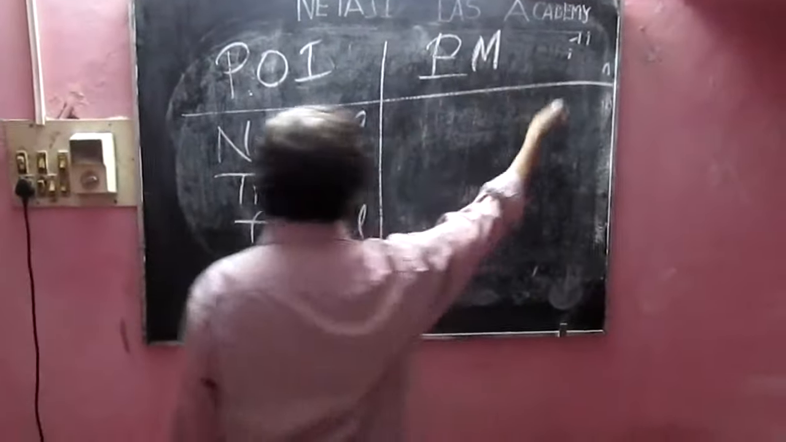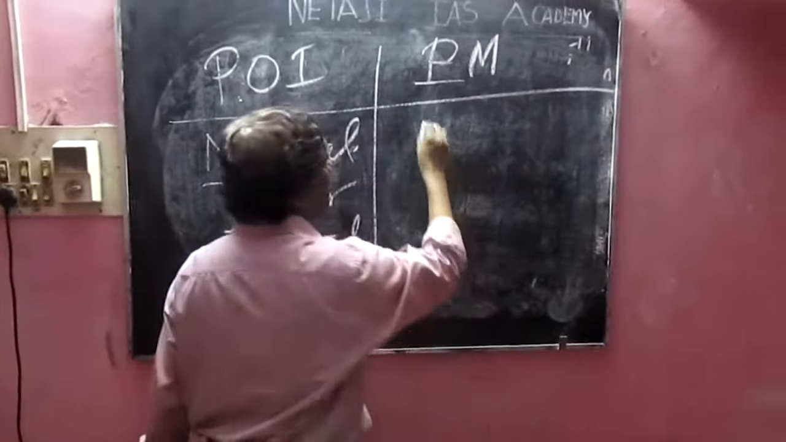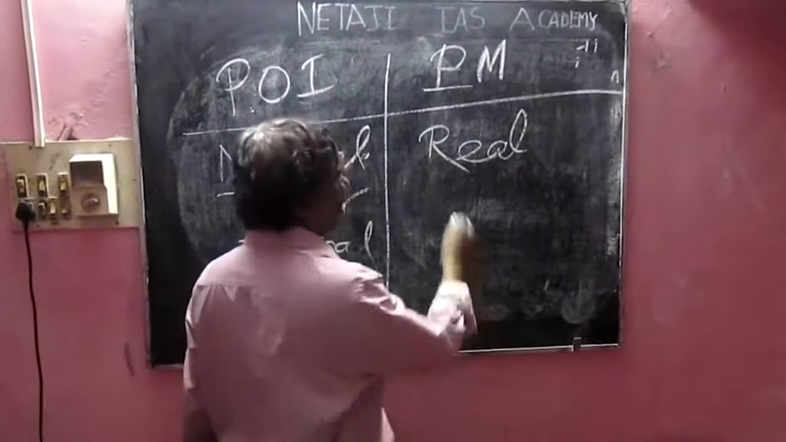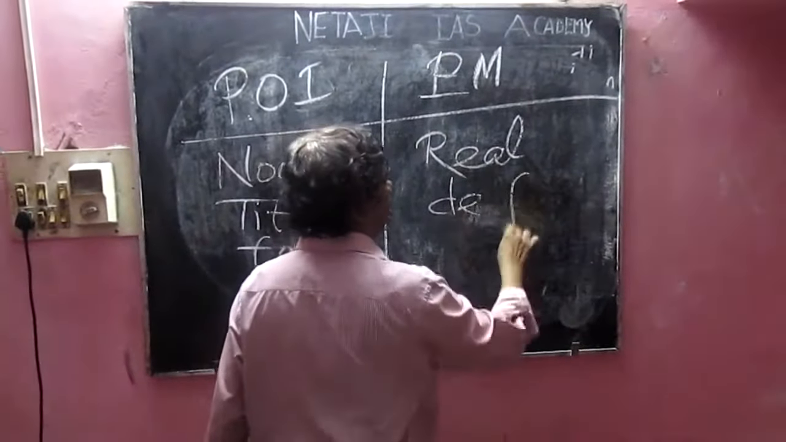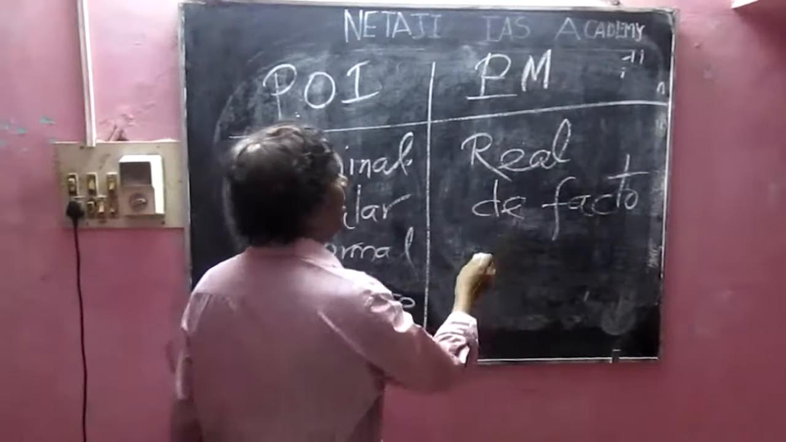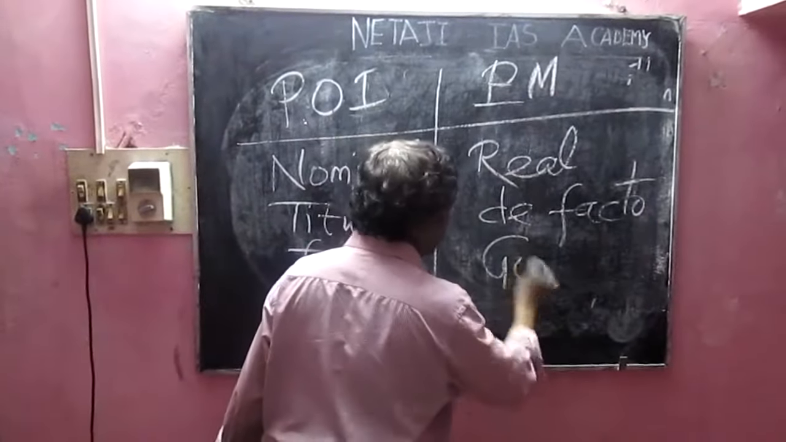Now we go to the Prime Minister. The Prime Minister is a real chief executive. In Latin, also called de facto chief executive or head of the government.